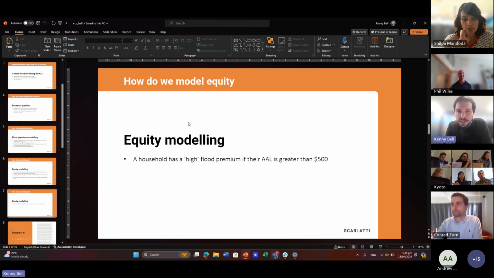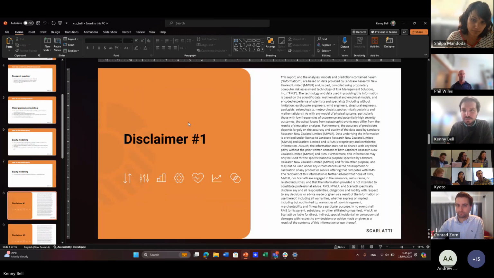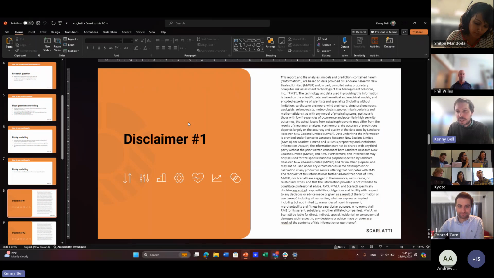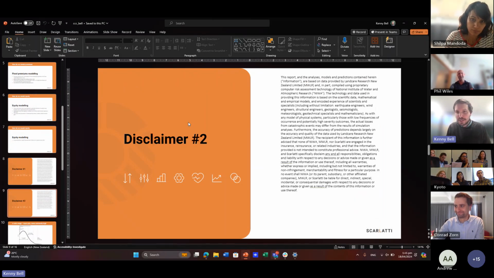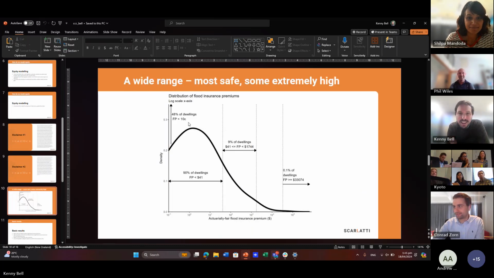And a very simple representation of what is bad. So if your flood premium is greater than $500, you're considered bad. If it's below that, then it's not so bad. All right, some disclaimers: don't sue me or RMS, or NIWA or Manaaki Whenua.